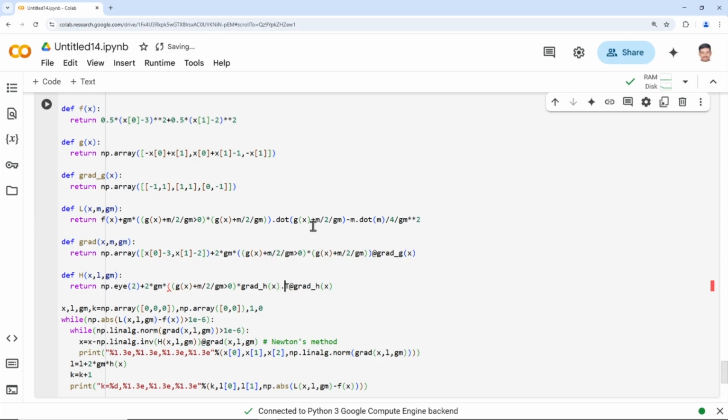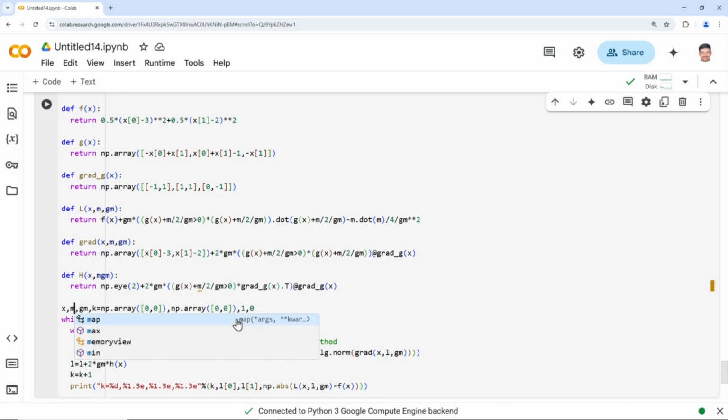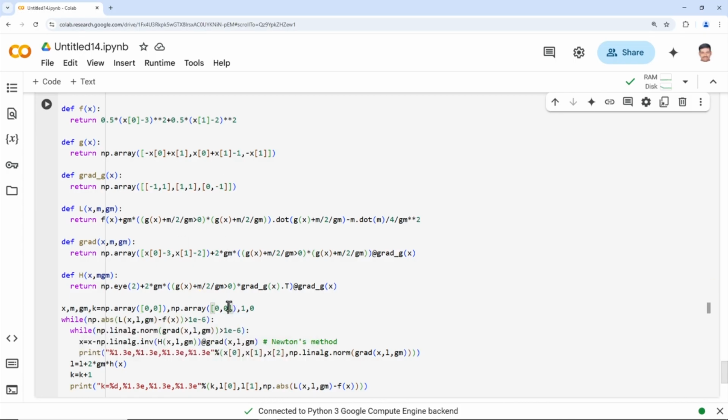So again 2 gamma remains outside, and so we can have this, so we should have grad g, and this is grad g as well, so you change this as m. Okay, and x is 2 dimensional, so we have 2 zeros, and m is 3 dimensional because we have 3 constraints, so we have 3 zeros. Gamma is 1 and k is 0, and these constraints remain the same. L's have to be modified into m's.